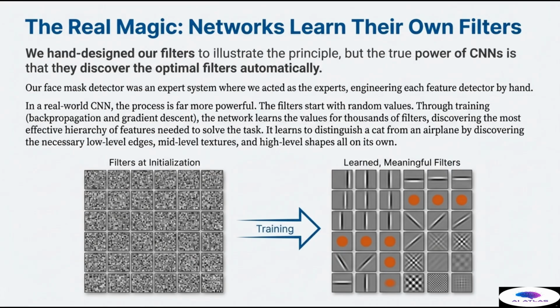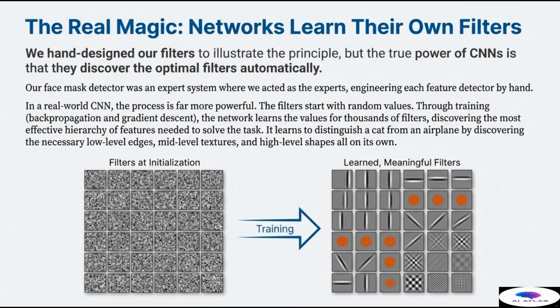In a real-world convolutional network, the process is far more dynamic and powerful. Filters start with completely random numerical values, as seen on the left under Filters at Initialization. The network is then shown millions of training examples. Through the iterative training process, known as backpropagation and gradient descent, the network learns the perfect values for thousands of filters needed to solve the task. It learns the most effective hierarchy of features entirely on its own.